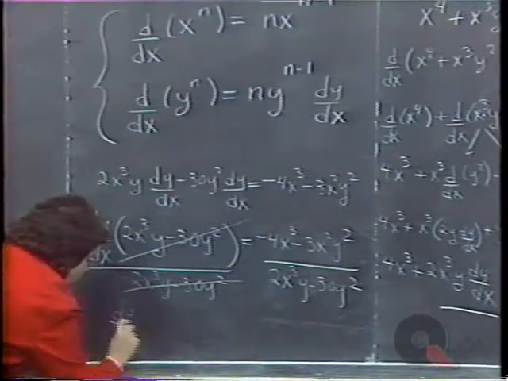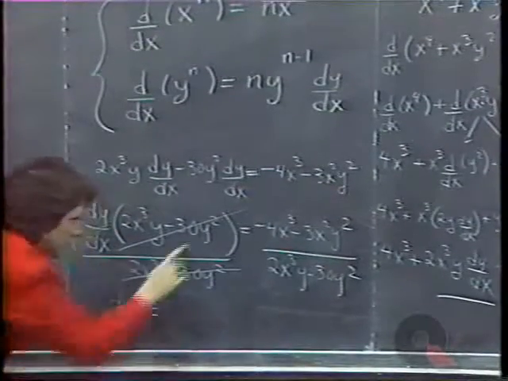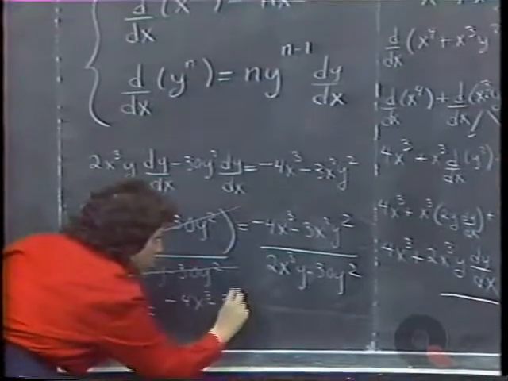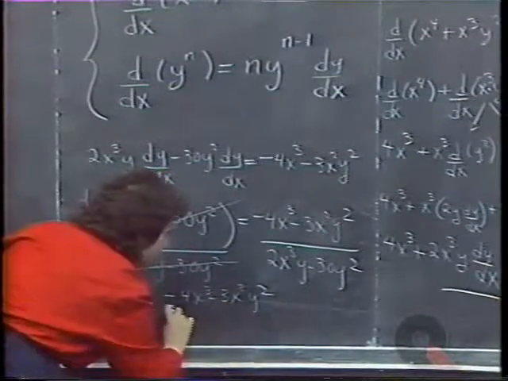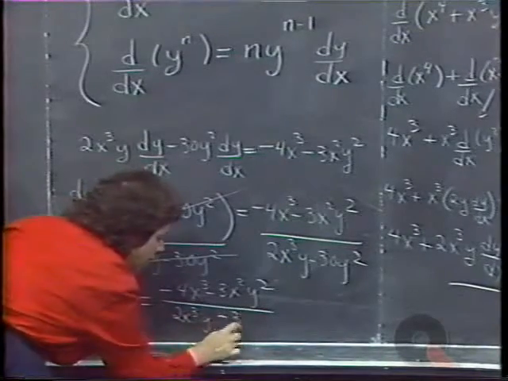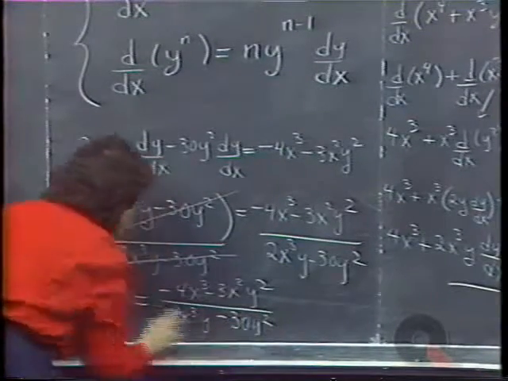Okay, so the final answer is that dy dx equals minus 4x cubed minus 3x squared y squared over 2x cubed y minus 30 y squared.